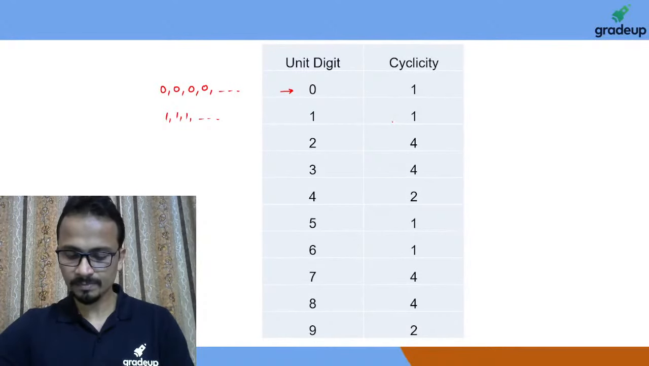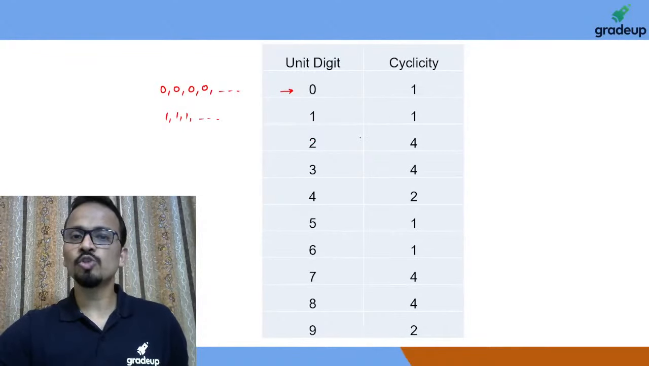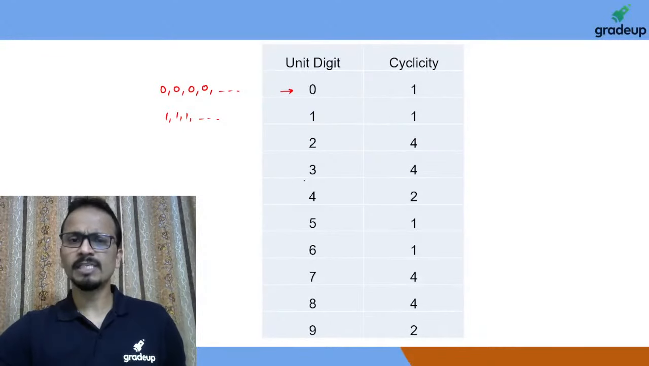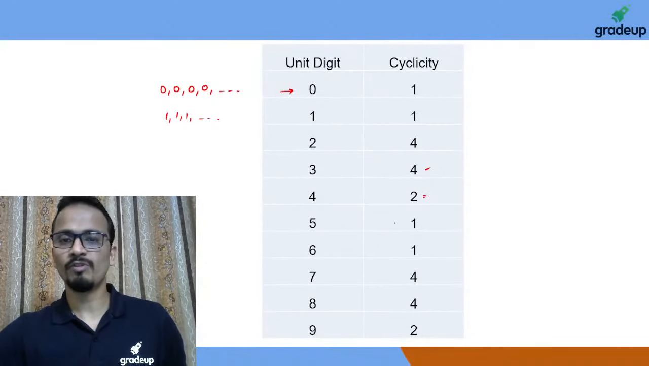Now, if the unit digit is 2, cyclicity is 4. We have already seen that for unit digit 3, the cyclicity is 4. Unit digit of 4, cyclicity 2. For 5, it is 1. For 6, it is 1.